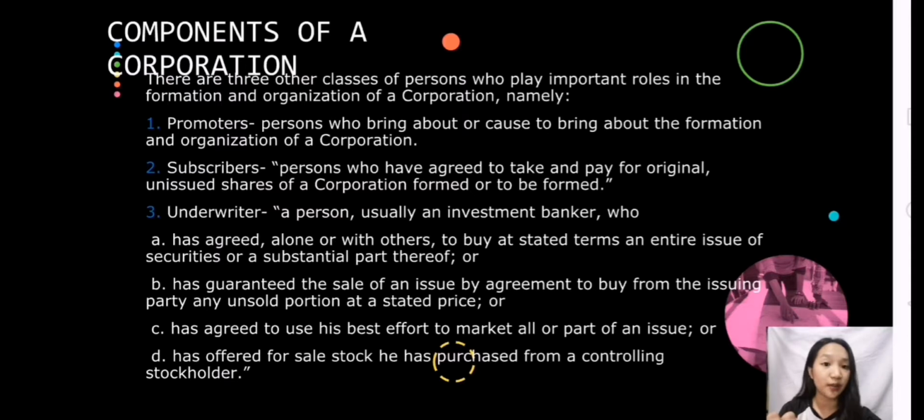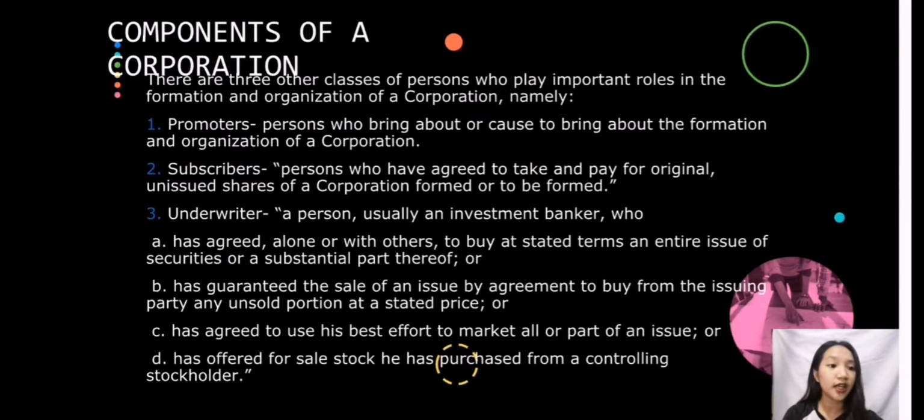Next is subscribers, persons who have agreed to take and pay for original and issued shares of a corporation formed or to be formed. So they are the persons who have agreed to take original and issued shares pero hindi pa nila kayang bayaran that time. So babayaran pa nila yon at a later date, and they will become a shareholder once na nabayaran na nila and once na na-subscribe yung shares nila ay na-accept na ng corporation.